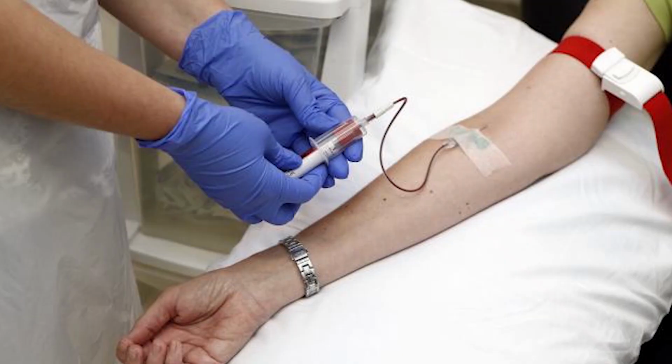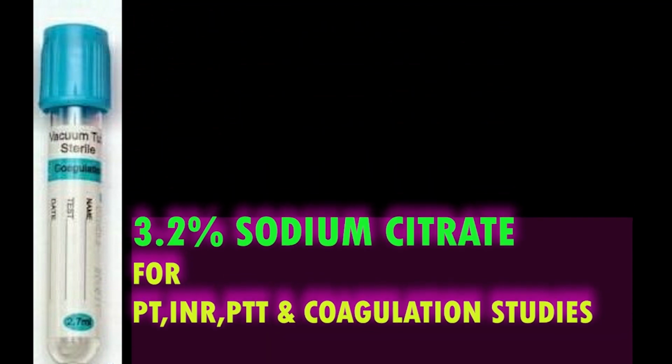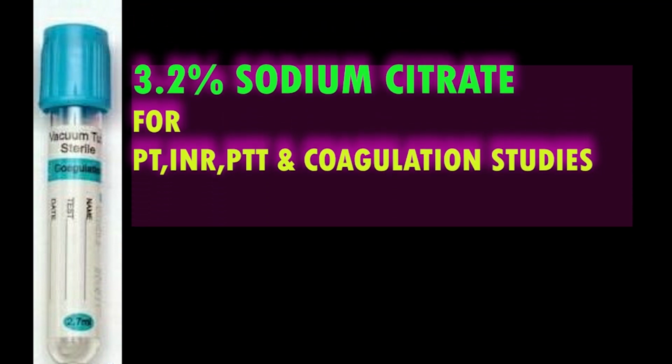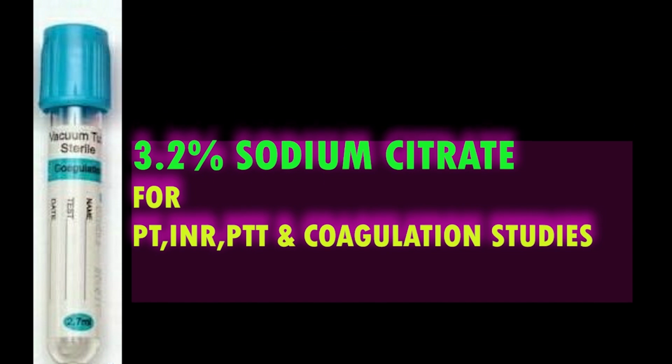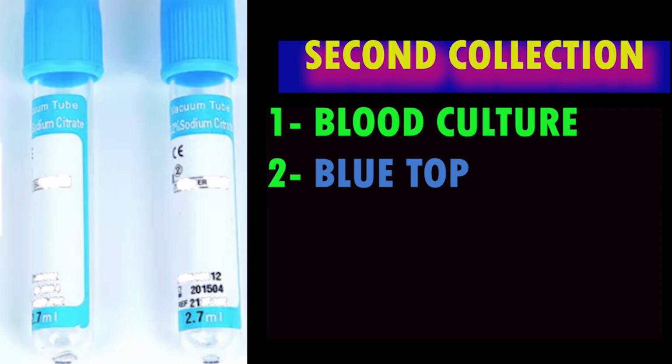The next tube is the pale blue tube used for PT, INR, PTT and other coagulation studies. This tube contains sodium citrate of 3.8% or 0.129 molar. The blood to anticoagulant ratio is 9:1. Since it contains a very low level of citrate, the chance of contamination to the next tube is minimal.